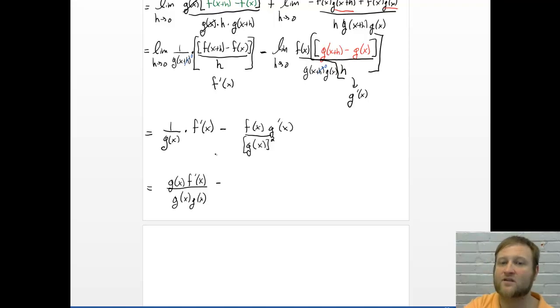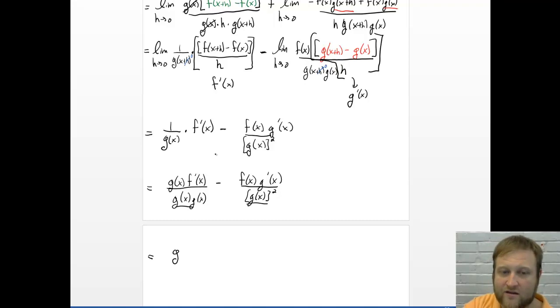Nothing has changed over here because we have that common denominator, which is g of x quantity squared. So we're going to have f of x times g prime of x all over g of x quantity squared. Since we have a common denominator of g of x quantity squared, we can subtract our numerators. This will equal g of x times f prime of x minus f of x times g prime of x, all over a common denominator of g of x quantity squared.